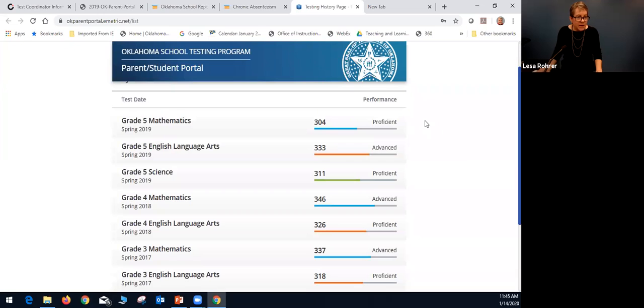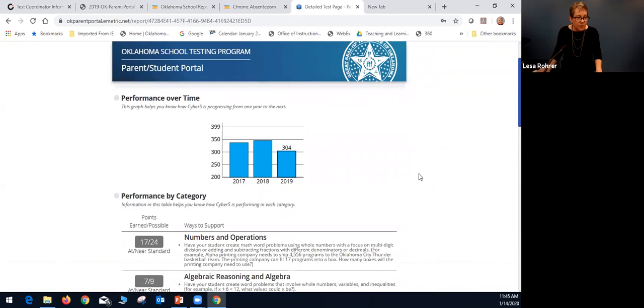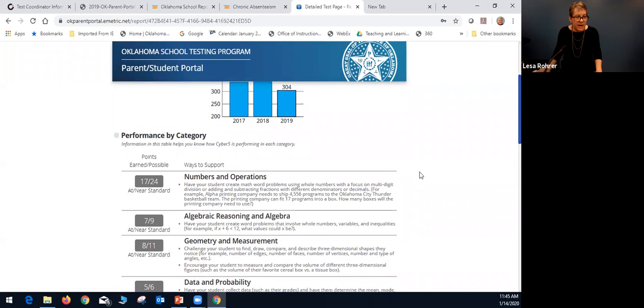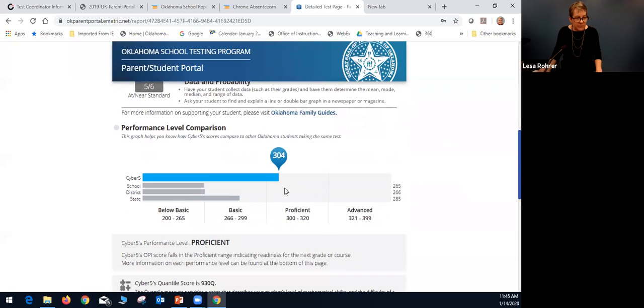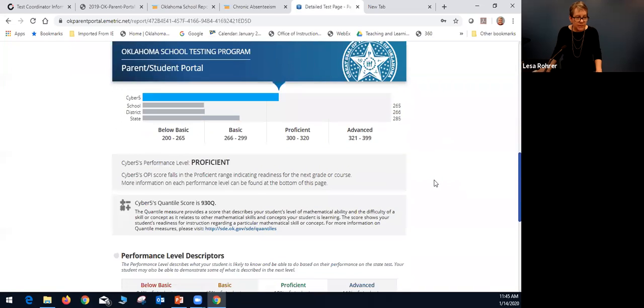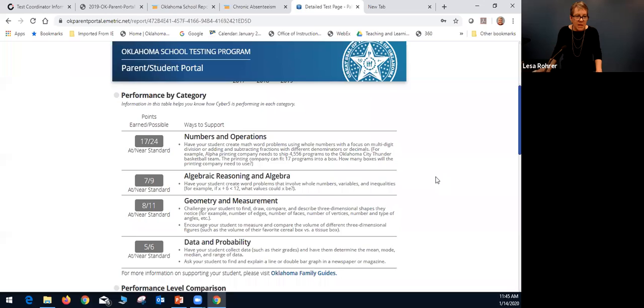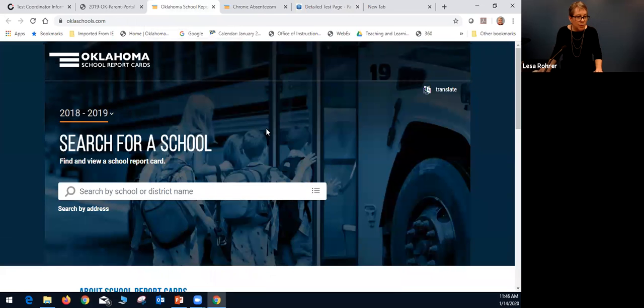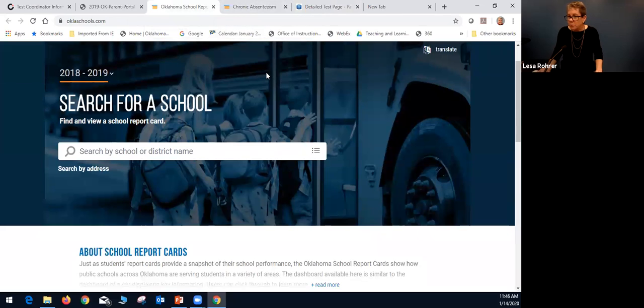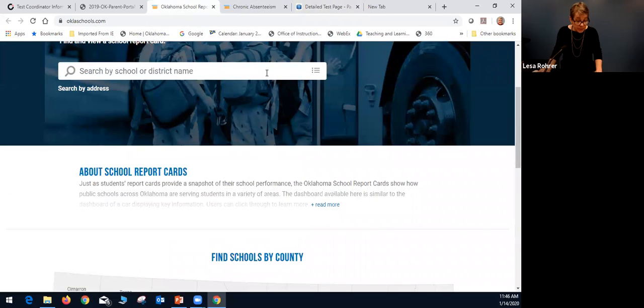It gives them a breakdown of how students scored. This is also interactive so that they can click in and look at performance over time, performance by category, which gives you some ideas of ways to support. It lets you see the comparison of how your student performed compared to other students, and then it gives you some other information. If I were a school district, I would help my parents access this. If you have a student moving in and you're waiting for test records, your parents can actually access those test records using this portal. So that's kind of what we have on the school report card. We have information at multiple levels, and I'm pretty excited about that.